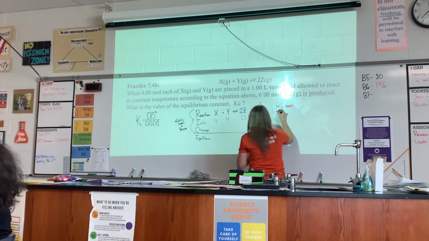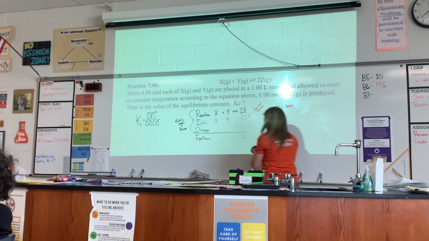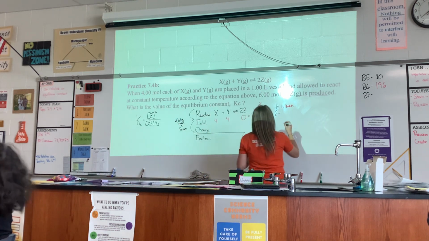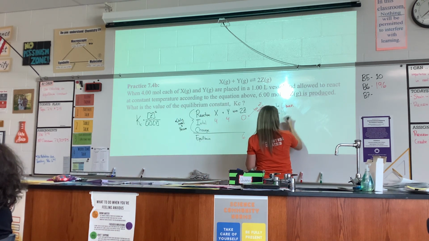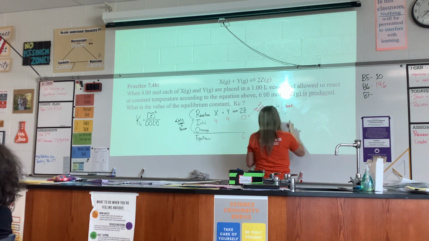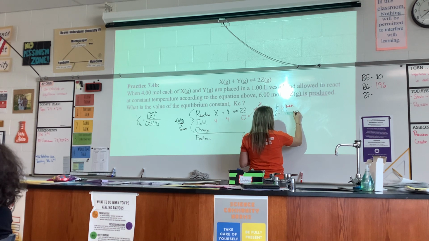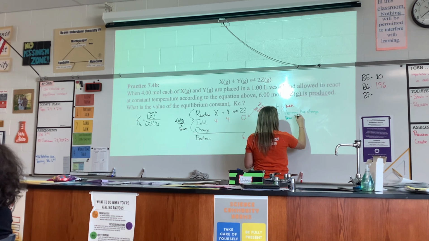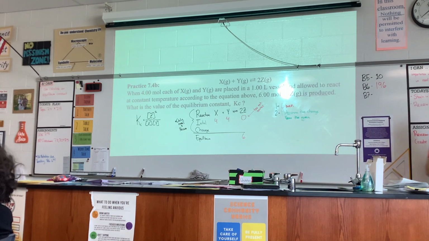Step number 2. Pick a new color here. We'll go green. Is determine... Oh, this screen is struggling. We're going to determine the change from the given. So we're going to determine how it changed because of what was given.